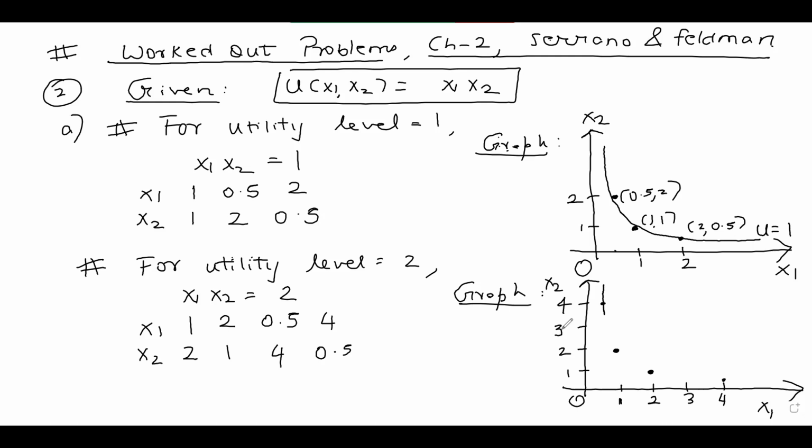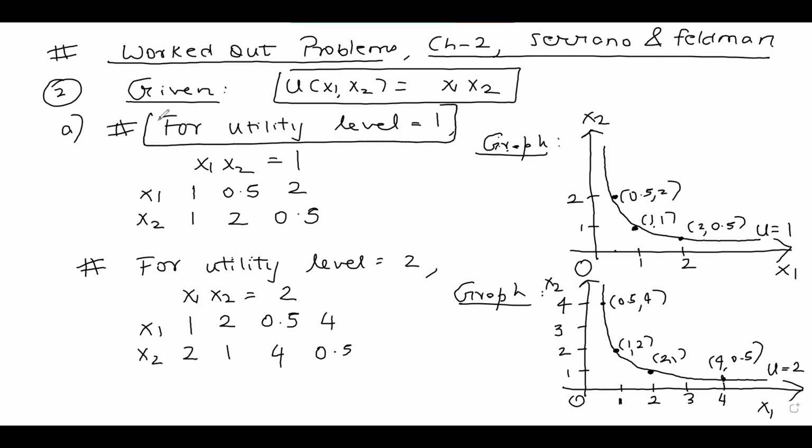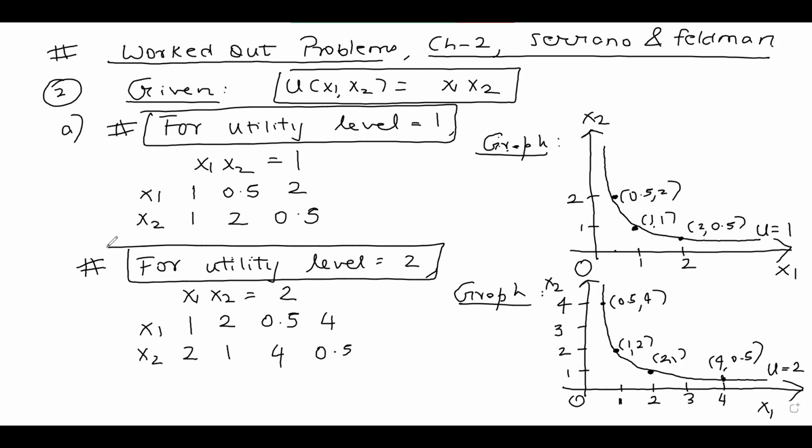If I join all these dots, I get the indifference curve for a utility level of 2. This is 1, 2. This is 2, 1. This is 0.5, 4. And this particular point is 4, 0.5. So we have plotted the indifference curves for utility equal to 1 and for utility equal to 2. This was part A of this particular question.